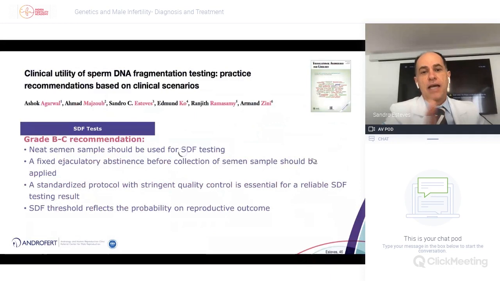So if you use the same abstinence period as recommended by the WHO concerning the semen analysis, up to 7 days, in that case, the longer the abstinence period, the higher the sperm DNA fragmentation. Try to avoid that by decreasing the ejaculatory abstinence to 2 to 3 days. That will represent better sperm quality with regards to sperm DNA fragmentation.